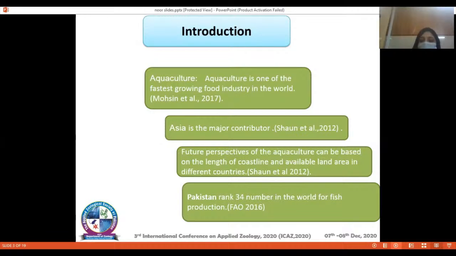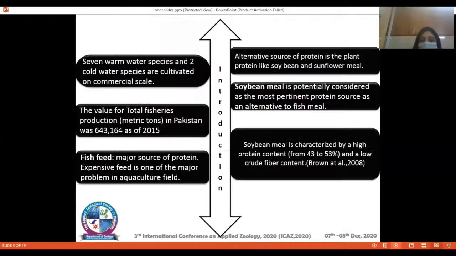The next slide is also about the introduction of the topic. 7 warm water fishes and 2 cold water fishes are cultivated in Pakistan. Fish feed is a major source of protein. Expensive feed is one of the major problems in the aquaculture field. An alternative source of protein is plant protein like soybean and sunflower meal. Soybean meal is potentially considered the most important protein source as an alternative to fish meal. Soybean meal is characterized by high protein content and low fiber content.